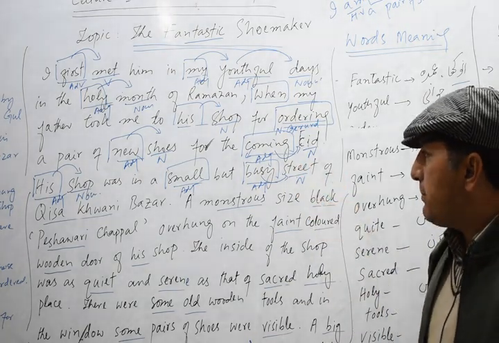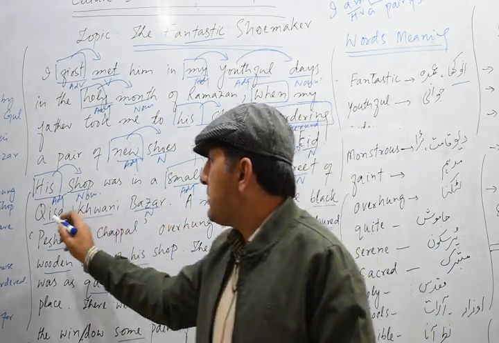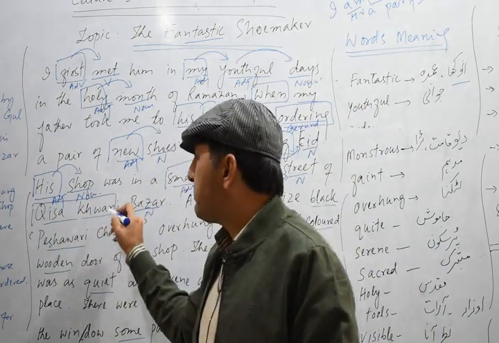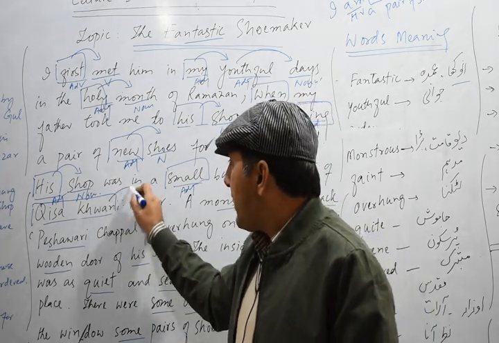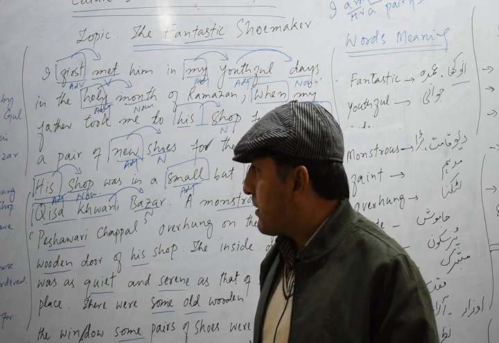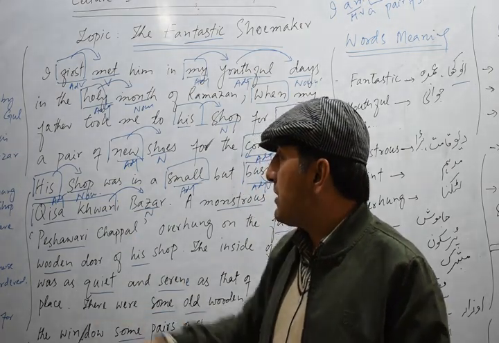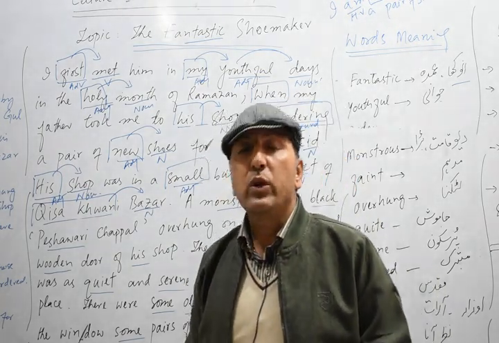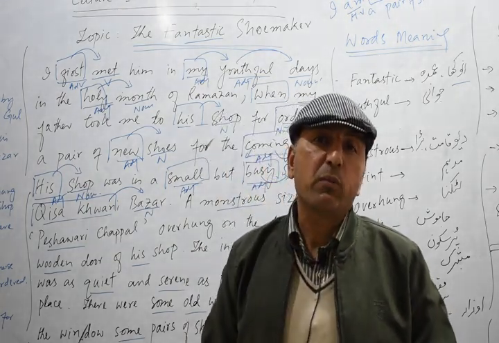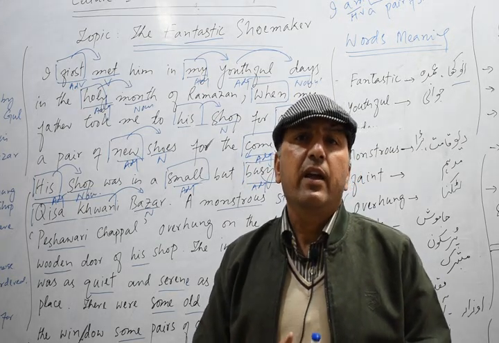Of Kisahwani Bazaar. Now you see, bazaar is a noun. Now Kisahwani is basically a proper noun. But here it modifies, it tells us about this bazaar. Which bazaar? Kisahwani Bazaar. So this works as an adjective. We call it proper adjective, because it is made of a proper noun. So we call it proper adjective.